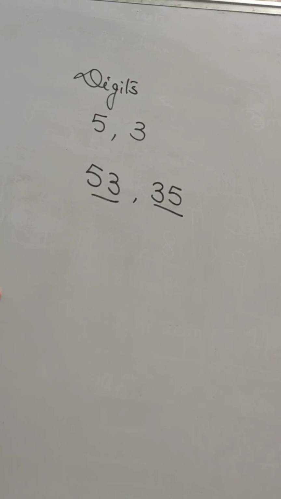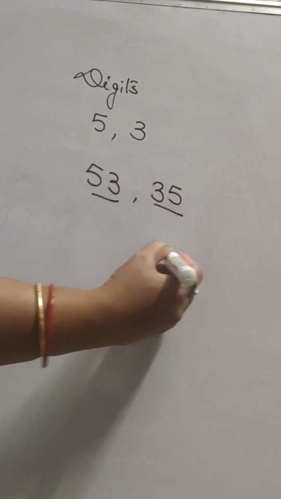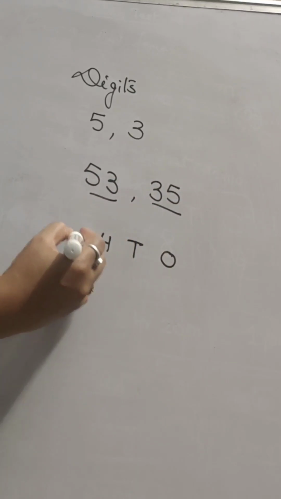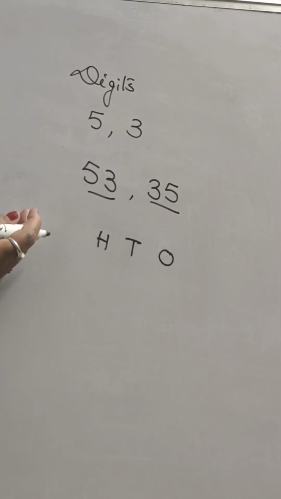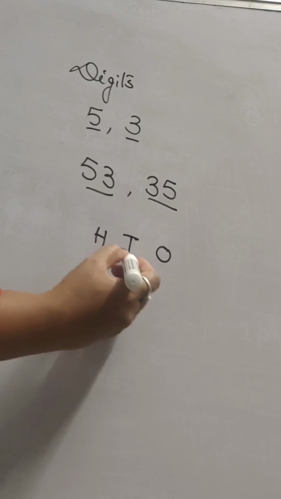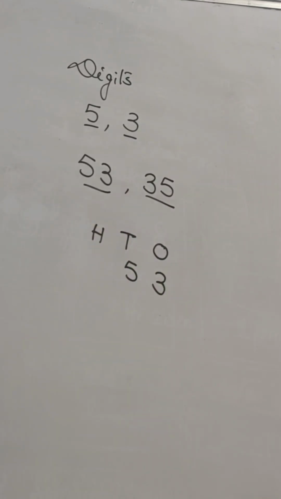Now what are the places, what is the place chart we use for forming a number? We have ones, tens, 100. This is how we make a place chart. If 5 and 3 are the digits given, if I put 5 and 3 like this, it turns out to be 53.